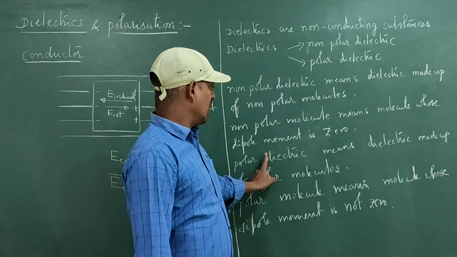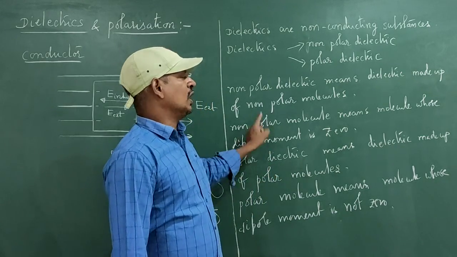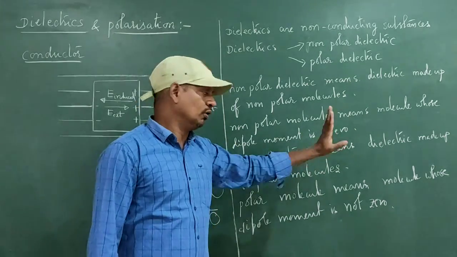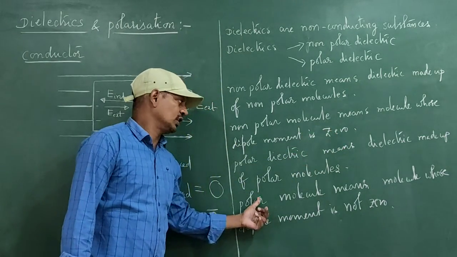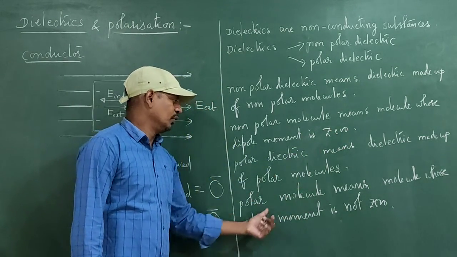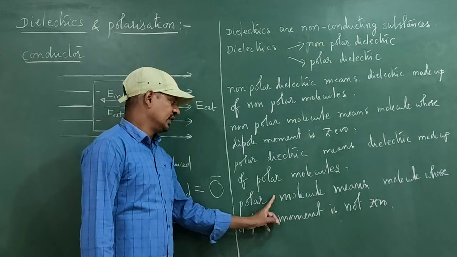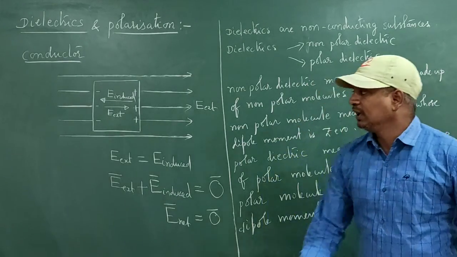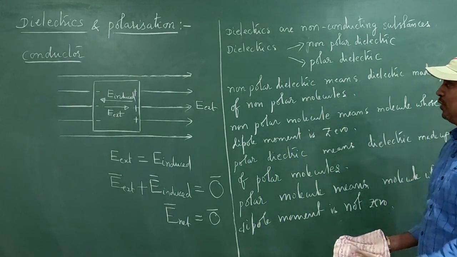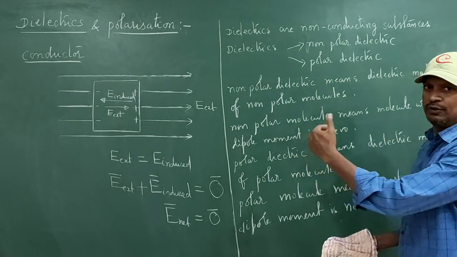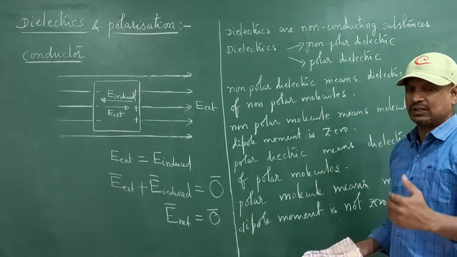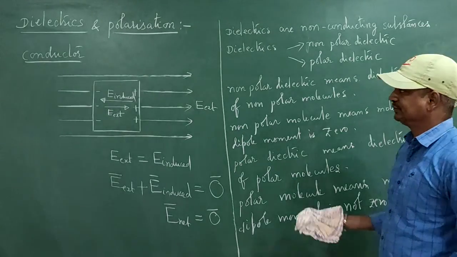Now what is a non-polar molecule? A non-polar molecule is one whose dipole moment is zero. What is a polar molecule? One whose dipole moment is not zero. And that type of dielectric is called a polar dielectric. Now let us clearly discuss polar molecules, non-polar molecules, polar dielectrics, non-polar dielectrics, and their behavior inside the electric field.